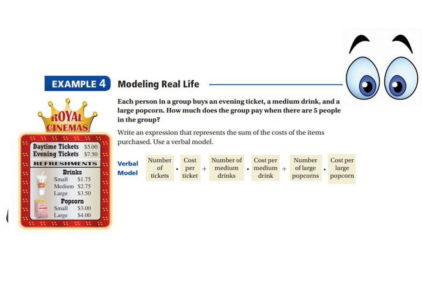Example number 4. Each person in a group buys an event ticket, a medium drink, and a large popcorn. How much does the group pay when there are 5 people in the group? Write an expression that represents the sum of the costs of the items purchased. Use a verbal model. So it says right away that we have 5 people in the group, so number of tickets is going to be 5, times the cost per ticket for an evening event is $7.50.